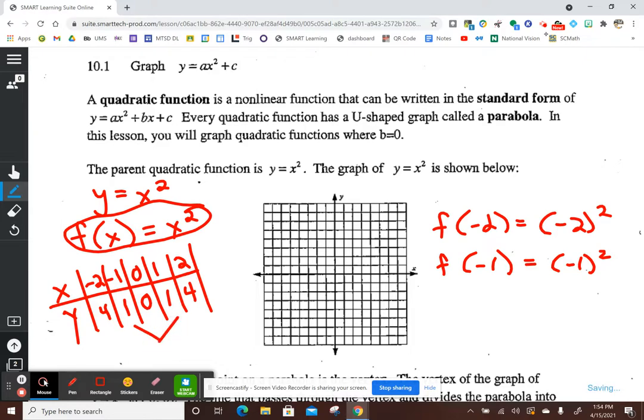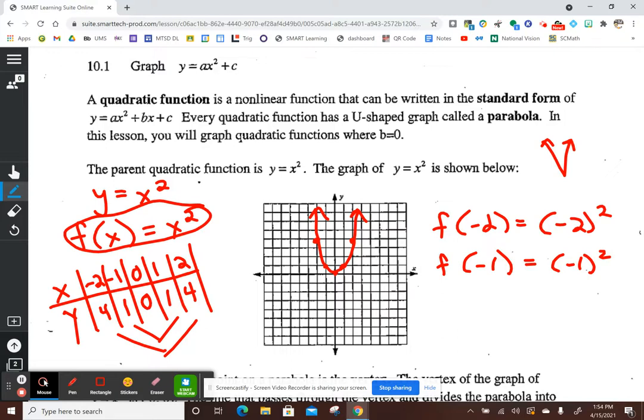Notice there is symmetry in the numbers because there is symmetry in your parabola. So graphing these points, -2, 4, -1, 1, 0, 0, 1, 1, 2, 4. When I graph these, I'm careful to make a U-shaped graph, trying to avoid something that looks like this, which is absolute value. And I have graphed the parent quadratic function, and that U shape is called a parabola.